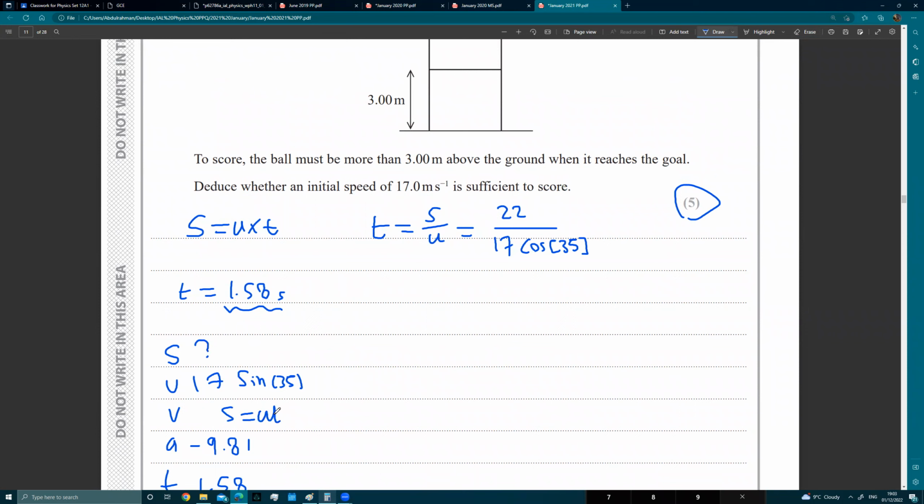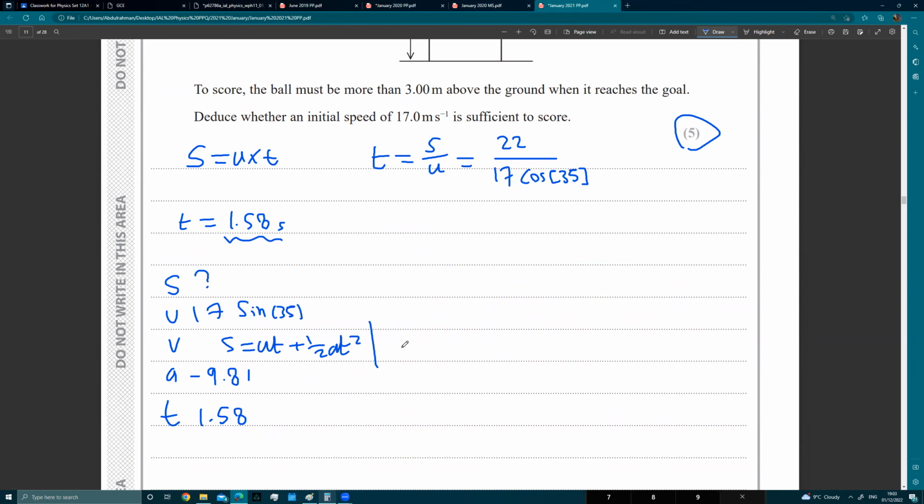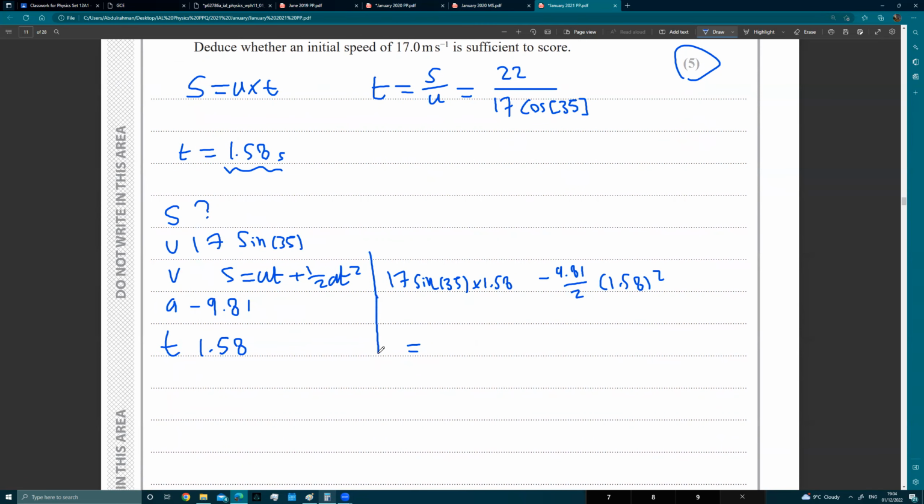Once again, we're left with s equals ut plus half at squared, which is going to equal 17 sine 35 times about 1.58, minus 9.81 over 2 times t, which is 1.58 squared. Calculators, but hopefully we have a unanimous decision. So I got 3.16 meters.